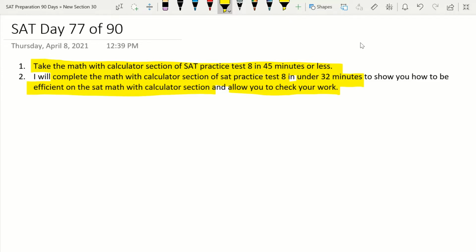So with that, hopefully yesterday you were able to get some solid prep in, and let's go ahead and get started with practice test 8.